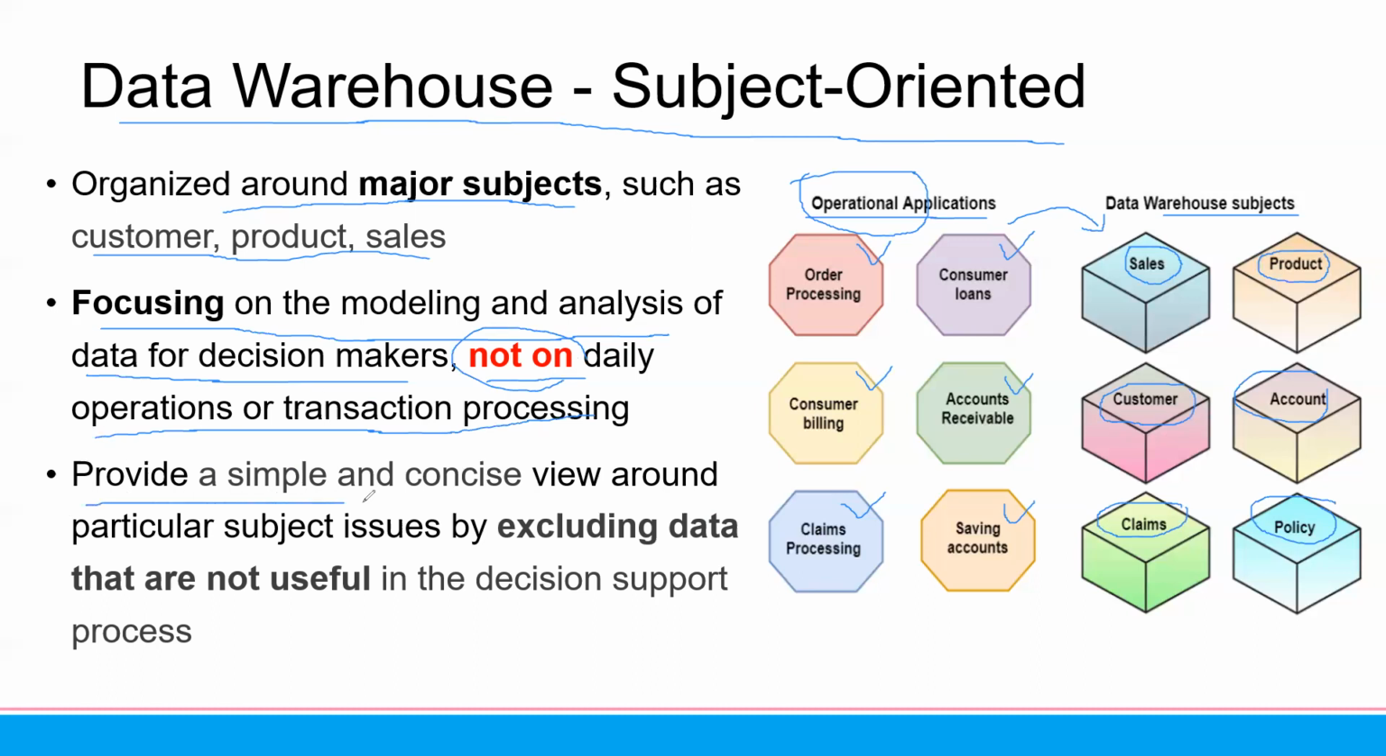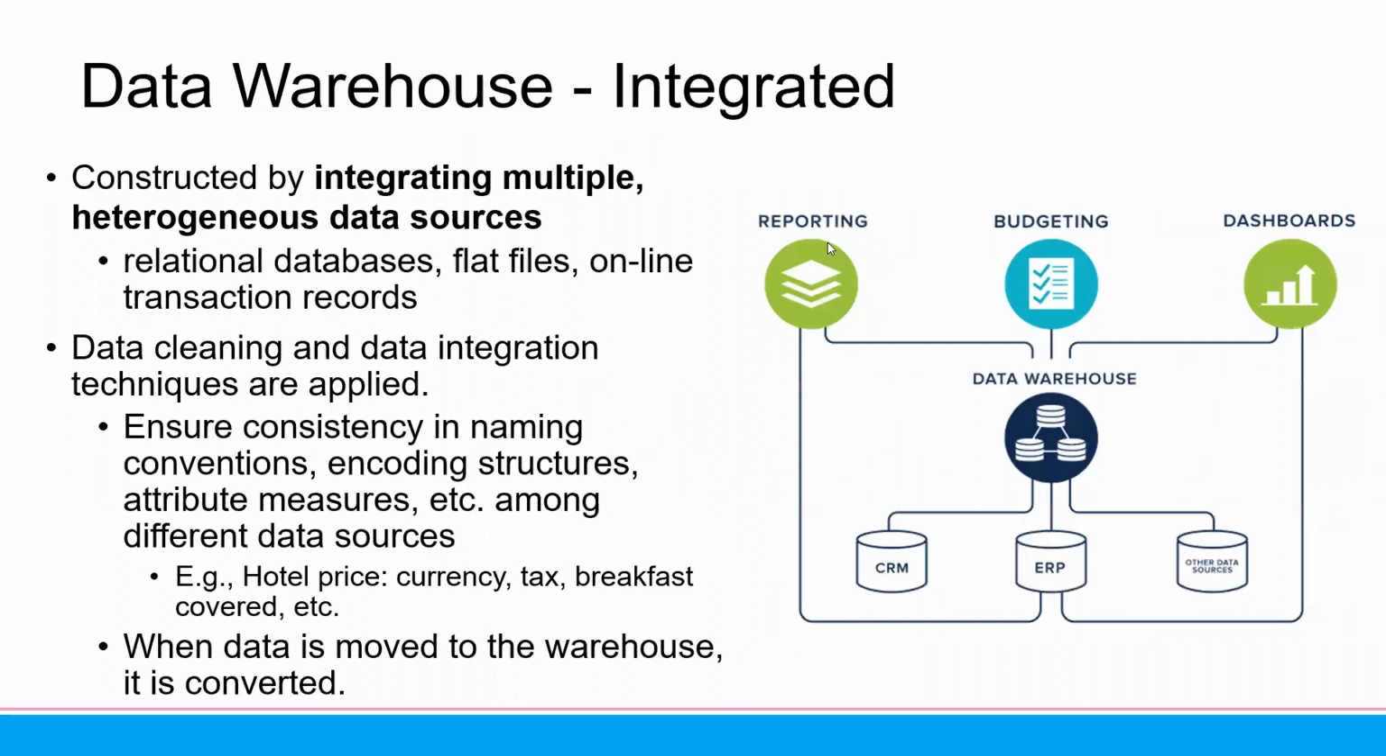And we want to provide a simple and concise view around particular subject issues. And we will exclude, which means we will not include, the data that are not useful in the decision support process. So if the data is not useful, we will remove it, delete it, or put it in another repository. That's the meaning of subject-oriented.